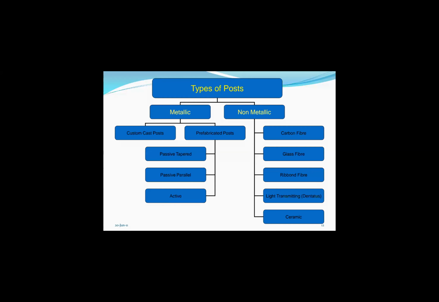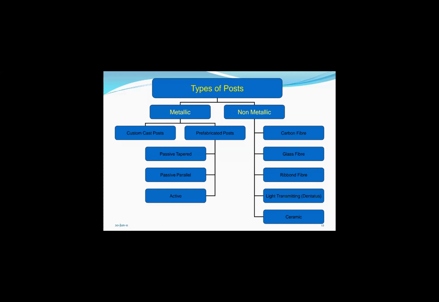Now, if you do a broad-based classification of what the posts are about, it's basically classified into the metallic and the non-metallic versions. The metallic ones come into two types, the custom-made and the prefabricated one. Just for simple understanding for students who are a part of this lecture, custom made means fabricated to fit exactly in the tooth. In a simple way, it's the stitched garment, and a prefabricated post is a ready-made garment that you pick up.